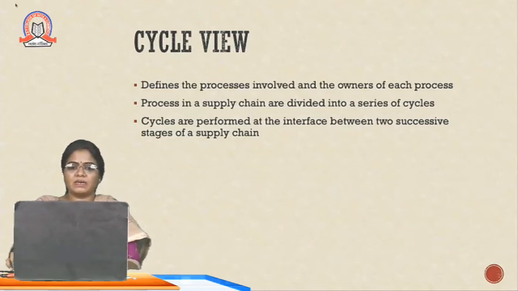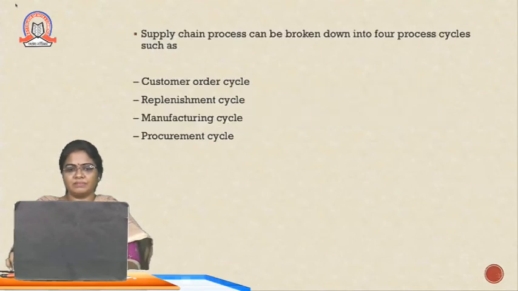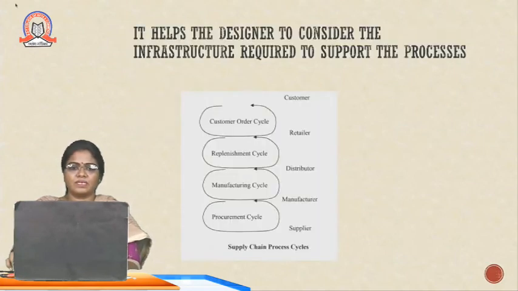Processes in a supply chain are divided into a series of cycles. Cycles are performed at the interface between two successive stages of the supply chain. Supply chain processes can be broken down into further 4 process cycles such as customer order cycle, replenishment cycle, manufacturing cycle, procurement cycle. This is designed to make you understand the infrastructure required to support the process.